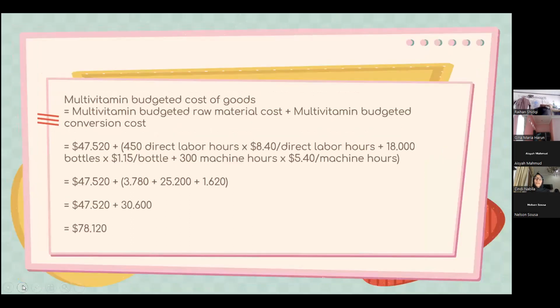Okay, so next is the multivitamin budgeted cost of goods. The multivitamin budgeted raw material cost is $47,520 plus the multivitamin budgeted conversion cost, which is $30,600, and then we get the total, which is $78,120.